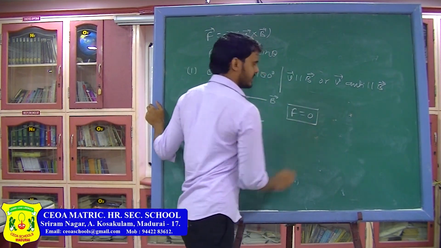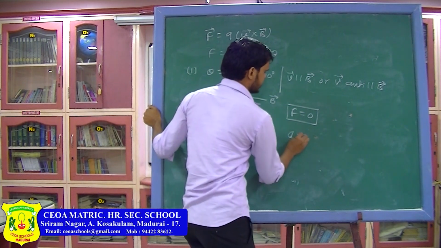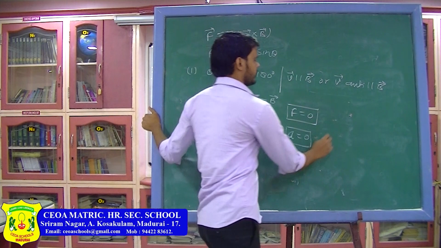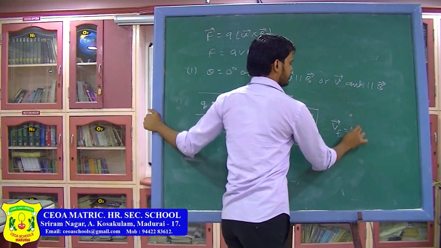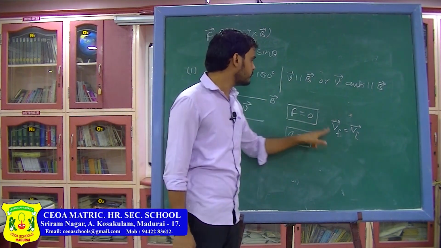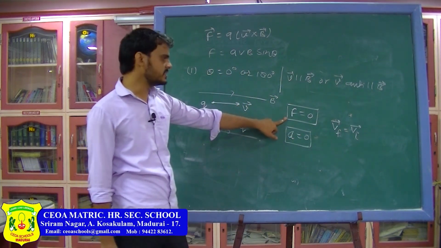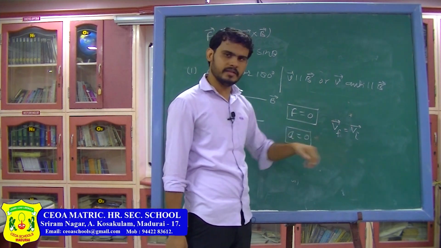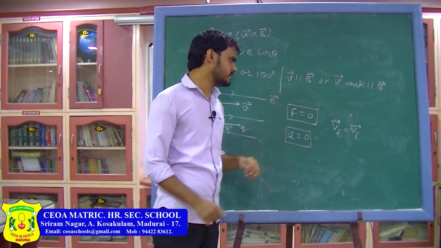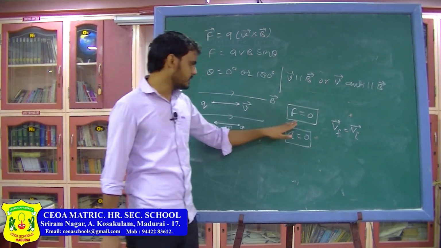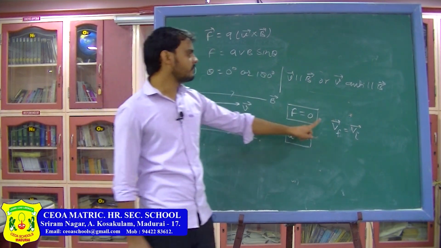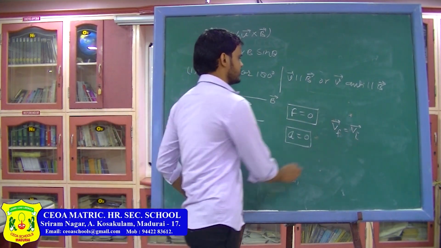Now if the force on the particle is 0, then you can say acceleration will also be 0. So if acceleration is 0, then final velocity and initial velocity will be the same. Here remember the magnetic force is 0, so now it cannot even change the direction. When the force is acting it can only change the direction of the velocity, but here the magnitude of force itself is 0, so it cannot even change the direction. So here final velocity will be equal to initial velocity.